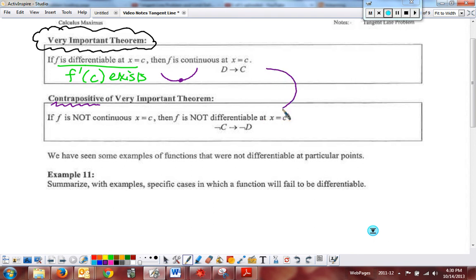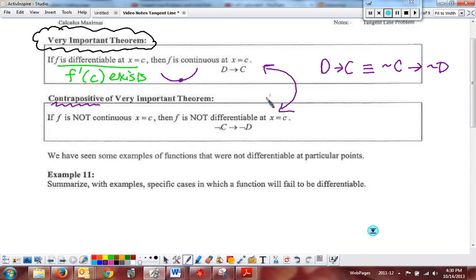And these mean exactly the same thing, because remember the implication is always exactly equal to its contrapositive, the negation of switch and negate. Okay? So these mean exactly the same thing. So right there, we've learned another case of where you would have a function that's not differentiable. If it's not continuous, then it can't be differentiable.